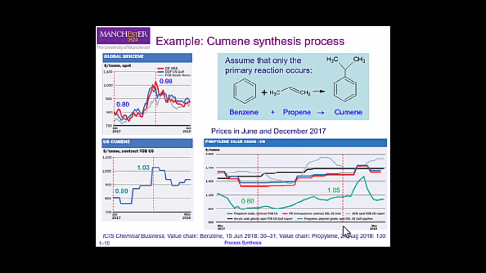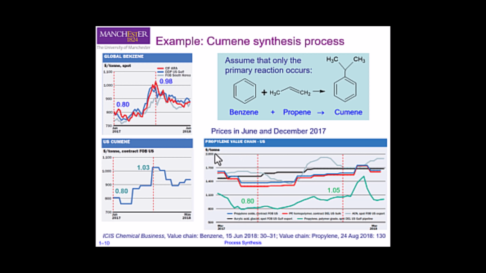Okay, and the graph here, all these graphs, they are the cost estimates of these chemicals over a time period, and these are generated by ICIS Chemical Business. So they regularly publish the prices of these different chemicals over time. So let's evaluate the economic performance in, let's say, June and December. And here you can read the prices of these different chemicals. For example, here you have benzene, cumene, and propylene. You can read their prices in dollars per ton.